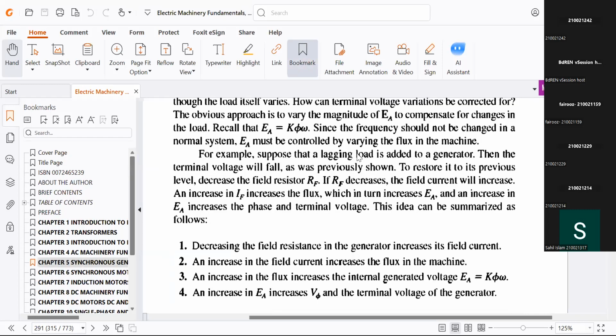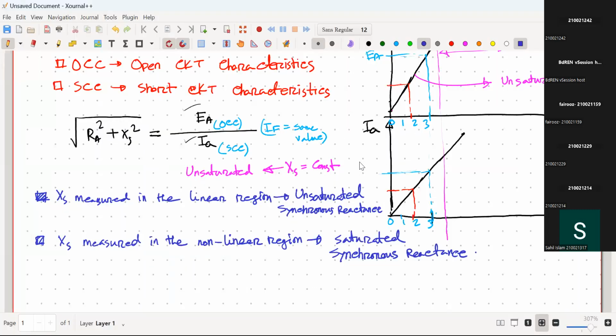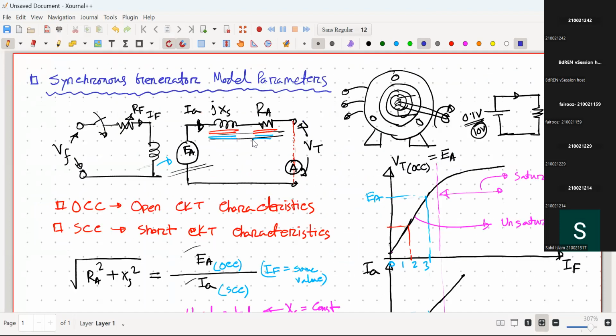Any question up to this much? No? So I think now you understand how we can get the value of this excess.